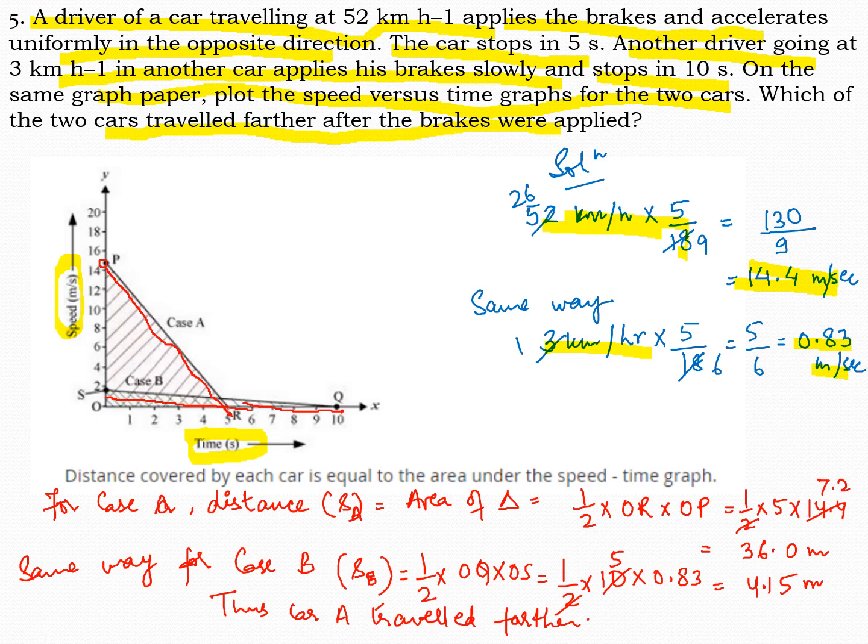Now they are asking which of the two cars traveled farther. Farther means for both the cases we have to find the distance. So for case A, distance will be the area of the triangle, that is half into base into height. So if you see the figure properly, you have the base and height as OR and OP. Anyways, the height and the base are 5 and 14.4. Solving, you will get a distance of 36 meter. Similarly, for the other case, when you solve, you will get the distance covered as 4.15 meter. So which car traveled farther? The car which covered more distance, that is car A.